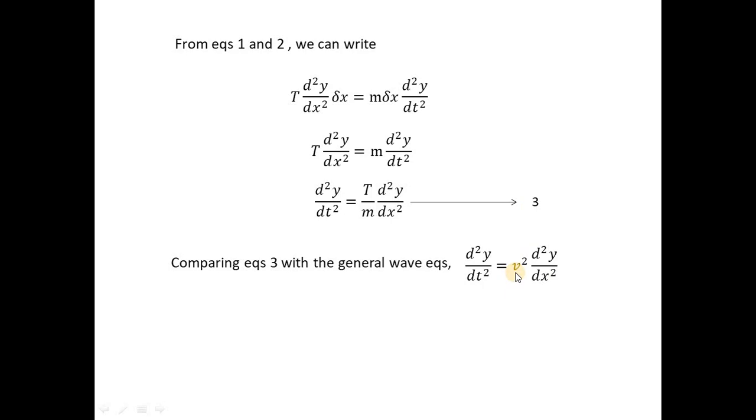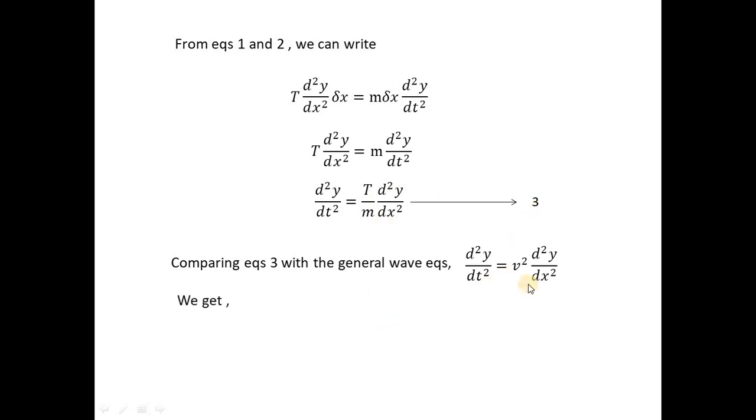Only the difference is what? Here we have v square and here we have T by m. It means what? If we compare equation 3 with this general wave equation, we get that v square is equal to T by m, and thus we get the velocity of the transverse wave.